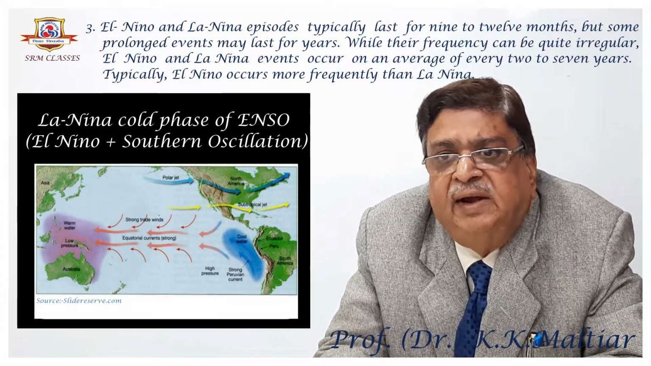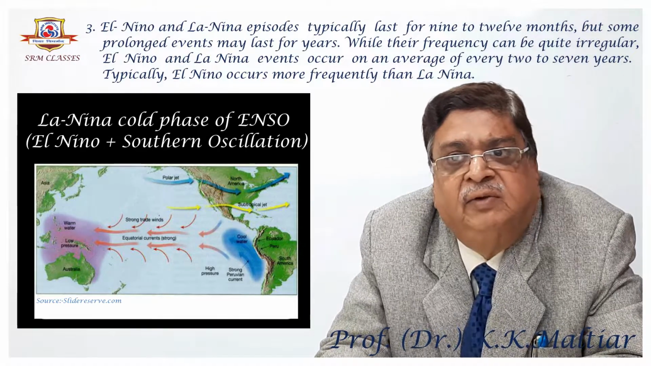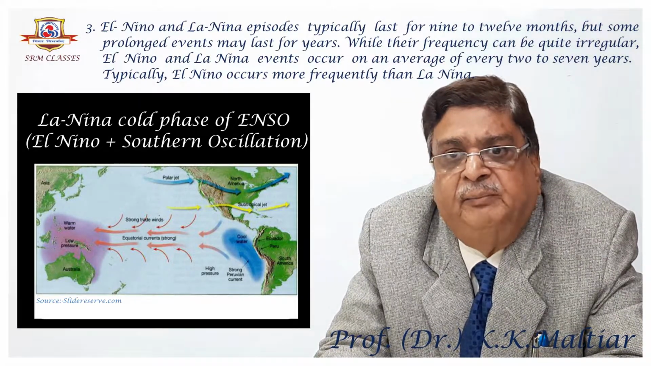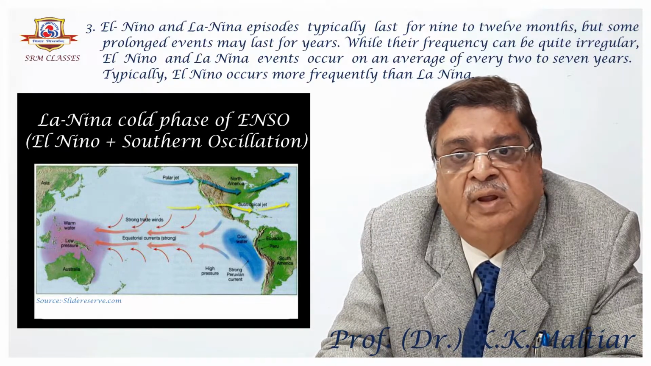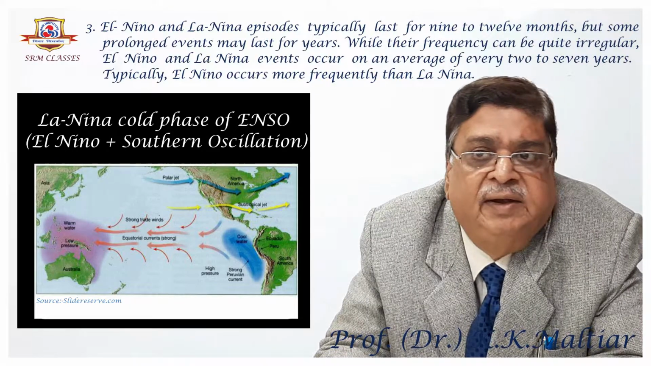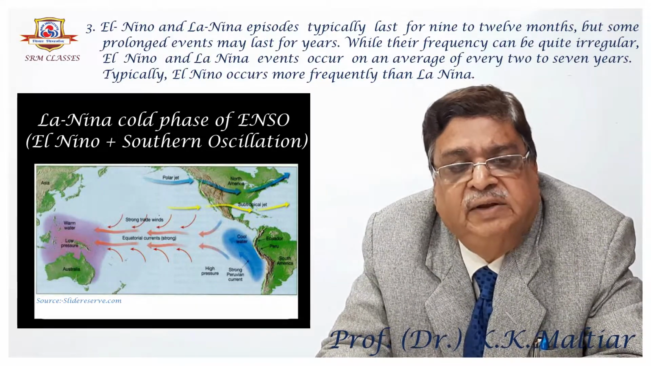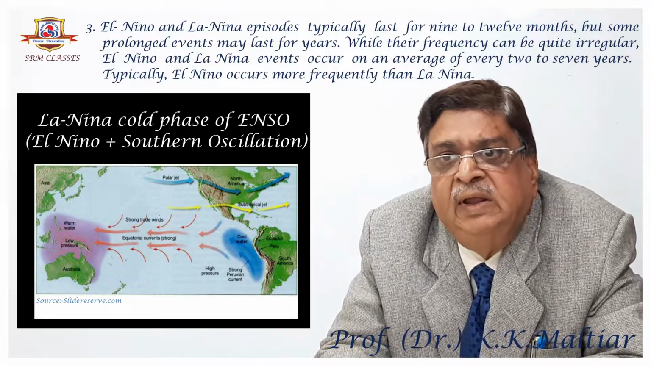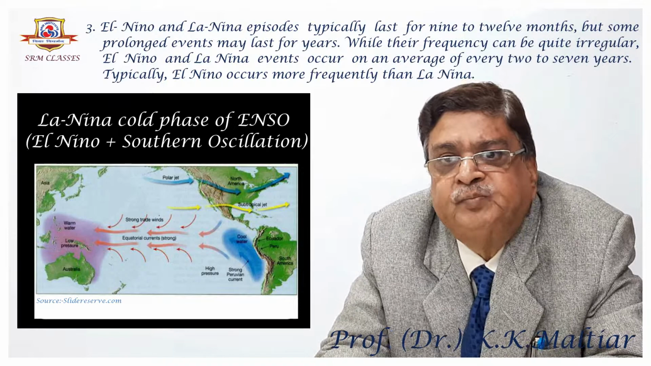El Nino and La Nina episodes typically last for 9 to 12 months, but some prolonged events may last for years. While their frequency can be quite irregular, El Nino and La Nina events occur on an average of every 2 to 7 years. Typically, El Nino occurs more frequently than La Nina.